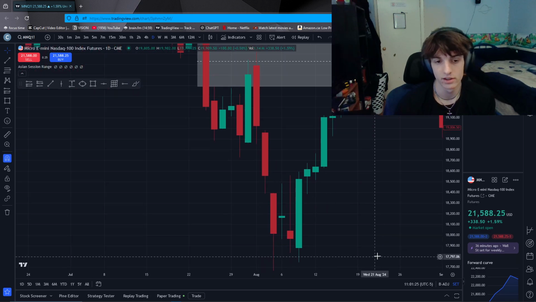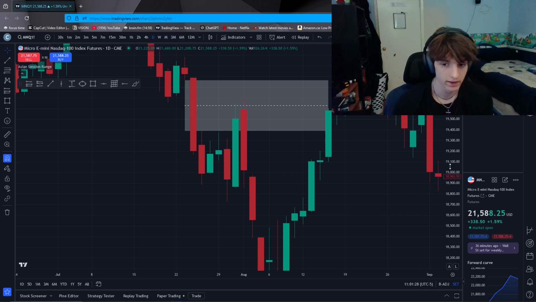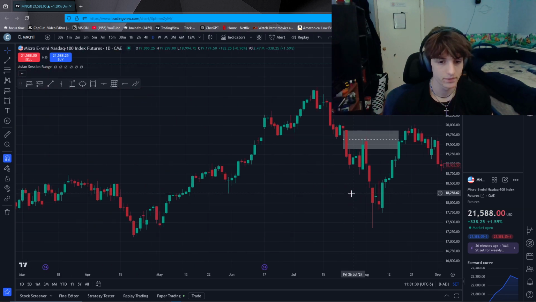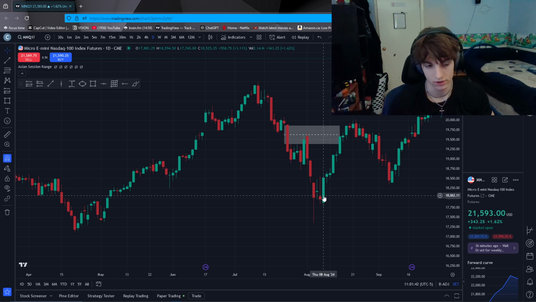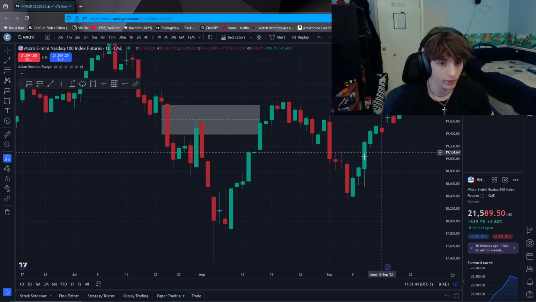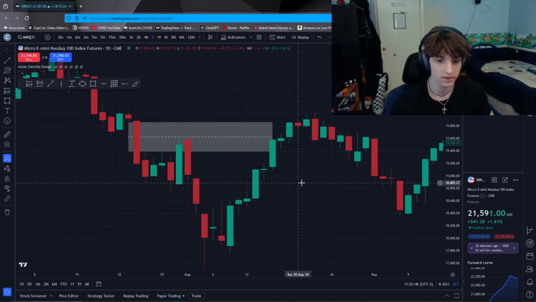So we went over internal and external liquidity in the last video, and the way I explained it was whenever we reach internal liquidity, we then search for external liquidity. Whenever we reach external liquidity, we then search for internal liquidity. Internal liquidity is fair value gaps and order blocks.